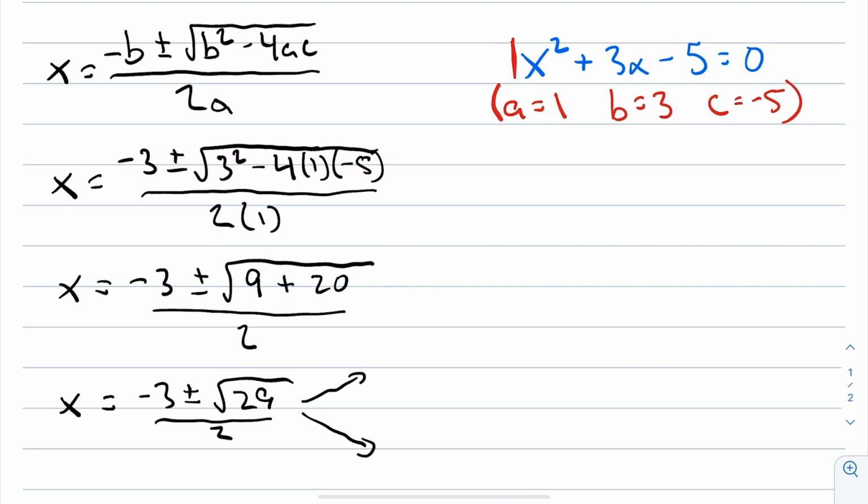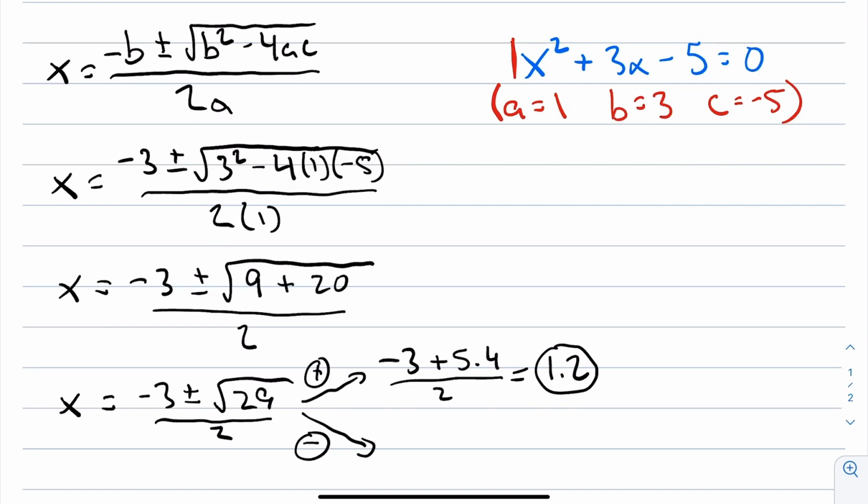So at this point, this is when we have to deal with this plus minus thing. All right. So we're doing 2 things at once here. So we can have this top arrow be the plus and the bottom be the minus. And here's how this works. We're going to take the -3 and we are going to add the square root of 29, which we said was 5.4, and then divide that by 2. And if we do that correctly, we should get 1.2 as an answer. So that's one of our answers is 1.2.